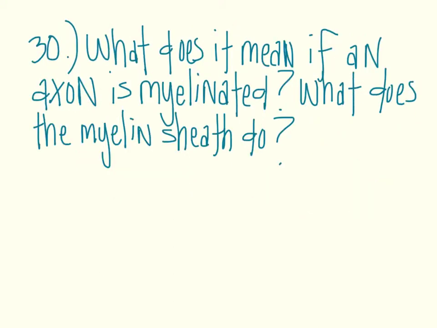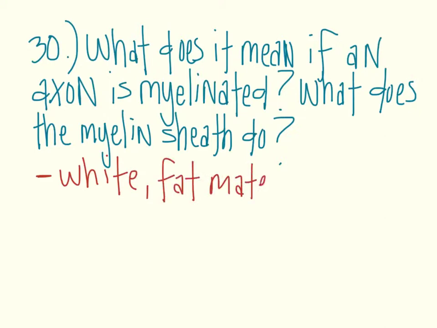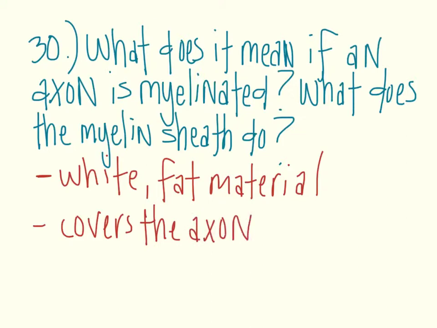Question 30 asks, what does it mean if an axon is myelinated, and what does the myelin sheath do? Well, if something is myelinated, that means it contains a myelin sheath, which is kind of like a white fat material. Basically it covers the axon. Remember, the axon is the little process on a neuron that sends out messages. So it's a white fattish material that covers the axon, and basically it will speed up nerve impulses.